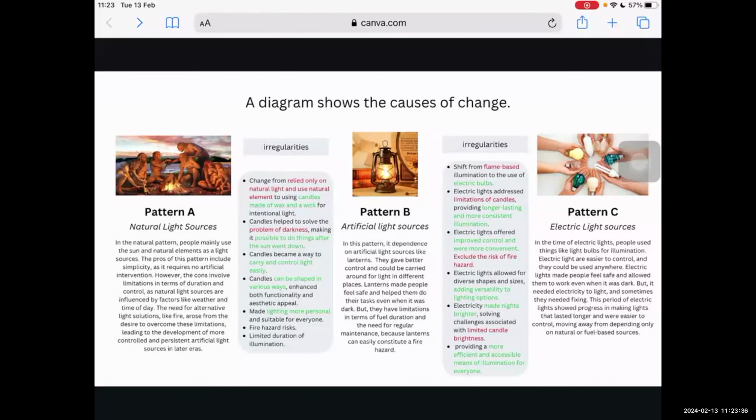So they created electric light sources. In this pattern, control improves a lot and it is much more convenient. It also excludes the risk of fire hazard. Candles don't shine that much and have a limitation of illumination, but with electric light sources we can control it and adjust it as we want, making it brighter or darker, so it is more efficient and accessible. And that's all.